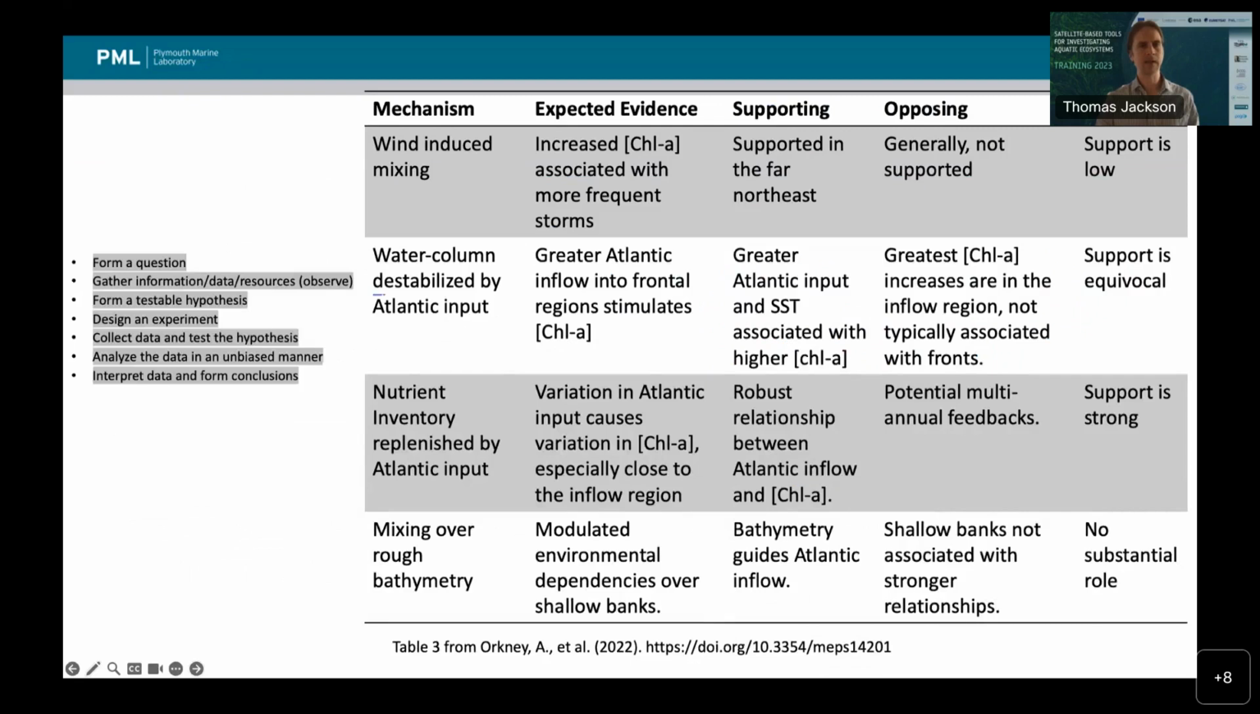But in summary, basically this study has gone through that whole process that we discussed right at the start about forming a question, getting some relevant data, creating a testable hypothesis, analyzing the data in a clear manner, and presenting the summary results and the conclusions. And basically here it's that the strongest support was for this increased nutrient inventory from the Atlantic, whereas for the others, we didn't see as strong a support for that hypothesis.